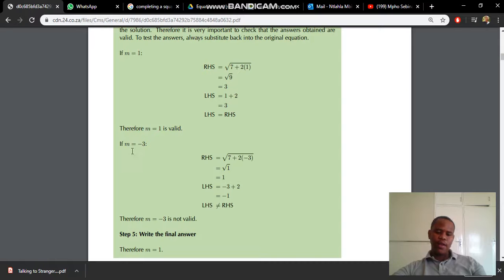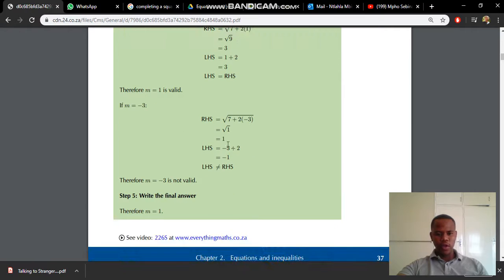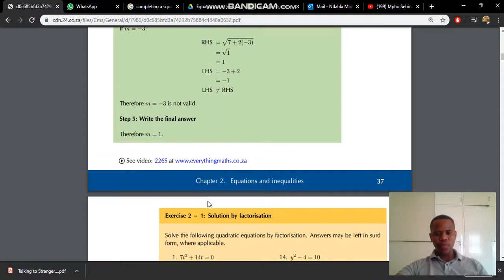You check for the other one. If m is equal to negative 3, take the right hand side, substitute, and see what value you get. For the left hand side, you substitute negative 3 and add 2, and when you do that, that's what you get. You got 1 on the right hand side and you're getting that on the left hand side, so that m is not valid. That's why it's always important to check. So the only valid m is m equal to 1.